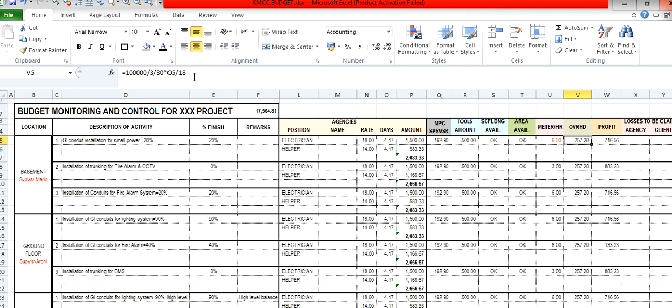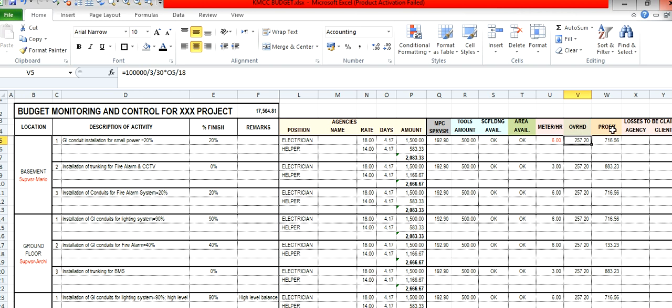So overhead is the salary of the staff, divided by 3 projects, because we have 3 projects, and divided by 30 to get the daily rate. Then times 4 days, or however many days, then divide by 18, because there are 18 activities. Our overhead, like staff, is monitoring any project in the site. So we have to divide their costs.